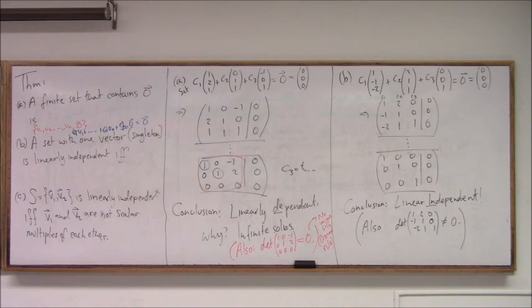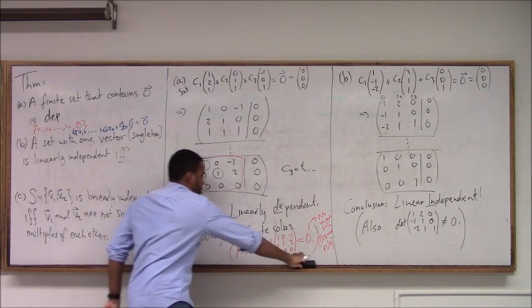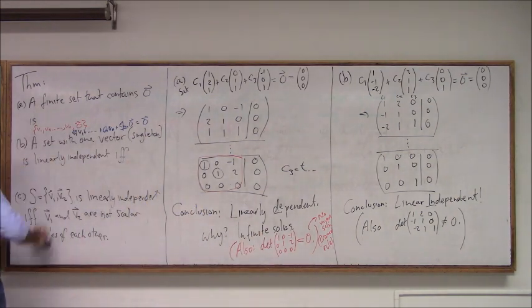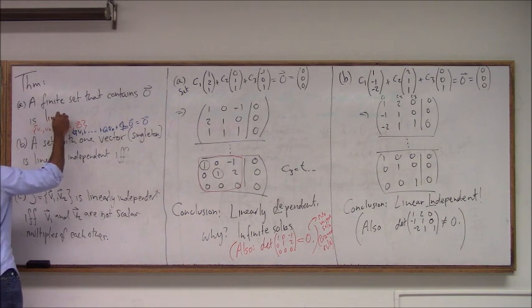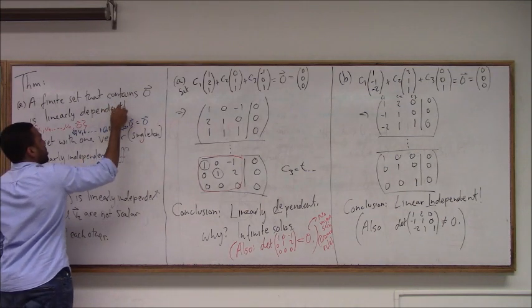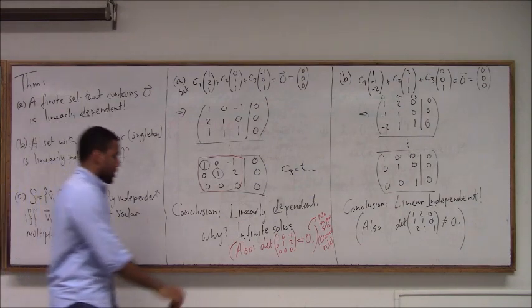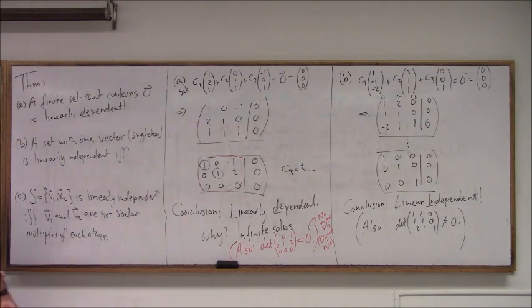So once the 0 vector is contained in your set, it is automatically linearly dependent. And the reason, again, paying attention to the definitions is important, because anytime you want to answer a question about some object, you're really just matching it up with the definition. Does the definition work or does it not work?